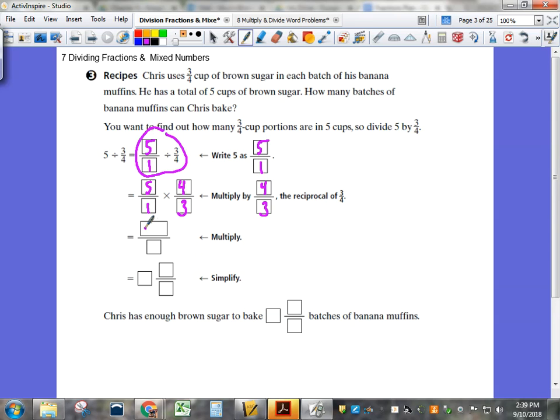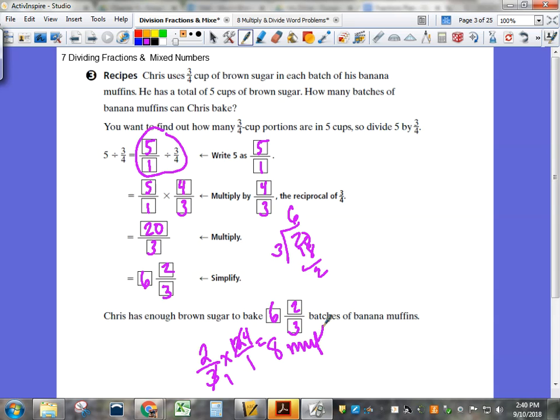I don't have any simplifying, so it looks like it's just going to be 20 over 3, which would be 3 goes into 20 6 times with 2 left over, so 6 and 2/3. So Chris has enough brown sugar to make 6 and 2/3 batches of muffins. And for giggles, 2/3 of a batch of muffins would be 8 muffins.